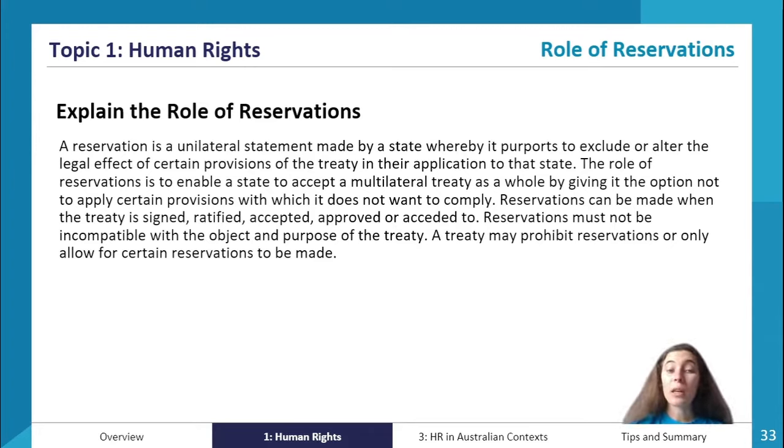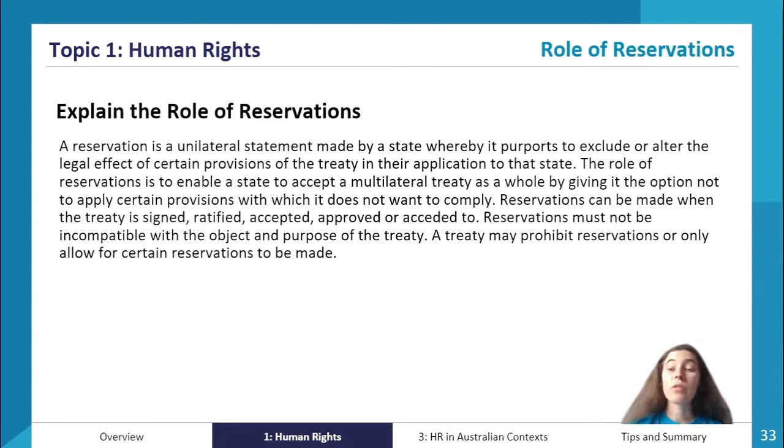Reservations must not be incompatible with the object and purpose of the treaty. So, of course, there are some limitations to this. We can't just say, yes, we agree to this treaty, but we're not following this aspect, this aspect, this aspect, because you would get to a point where you're actually not agreeing to anything. You need to follow most of the principles in a treaty and then just have some reservations potentially. Otherwise, it would be incompatible.